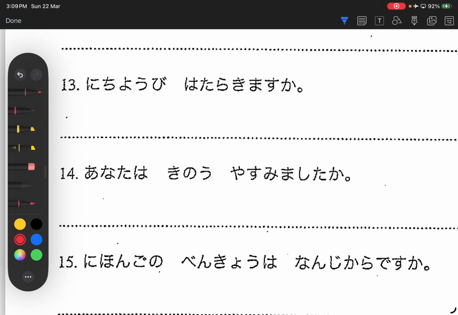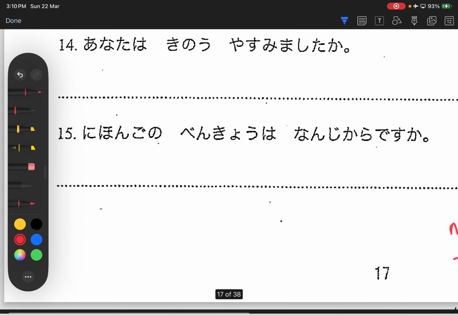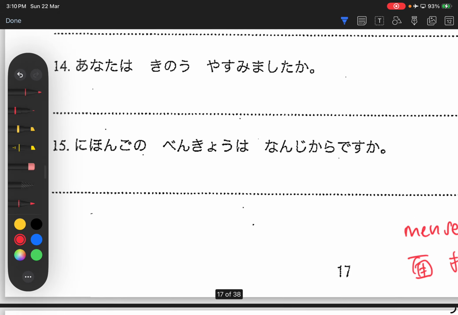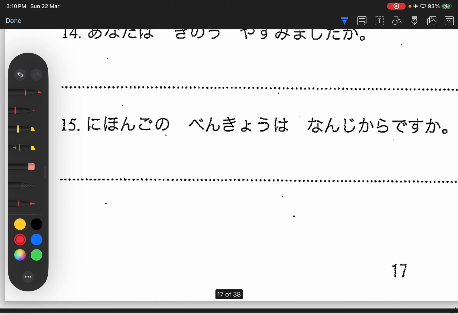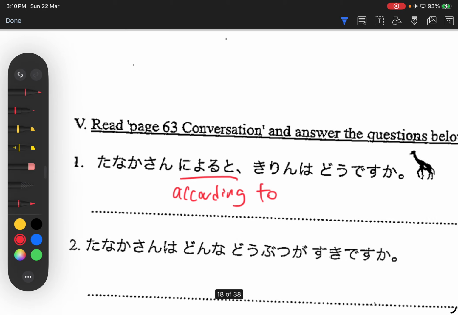So 昨日 is yesterday. So she wants to say yesterday, past tense plus negative. So いいえ、休みませんでした。Negative past tense. Very good. 15. 日本語の勉強は何時からですか？日本語の勉強は2時からです。Okay, good. 2時からです。Right? If you want to put AM, PM also can. 2時からです。Your choice.